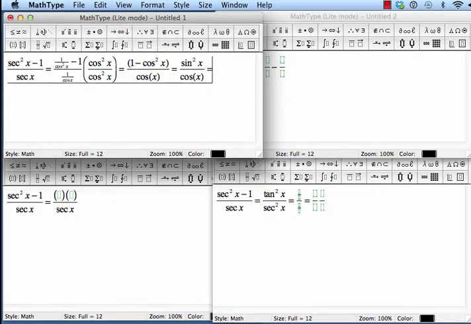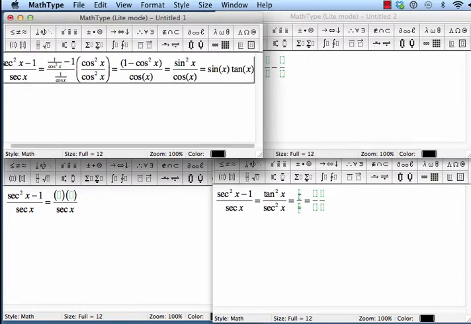Now, since I forgot what the other side looks like, I'm pretty sure the other side is probably splitting this up into a sine over cosine, which is tangent, and then another sine. So I have a feeling that this was supposed to equal sine times tangent of x.